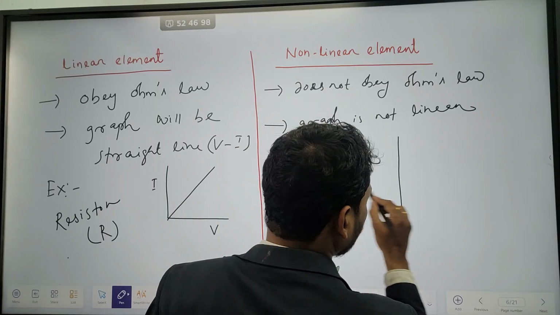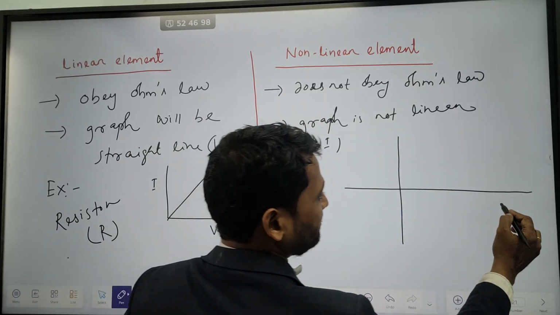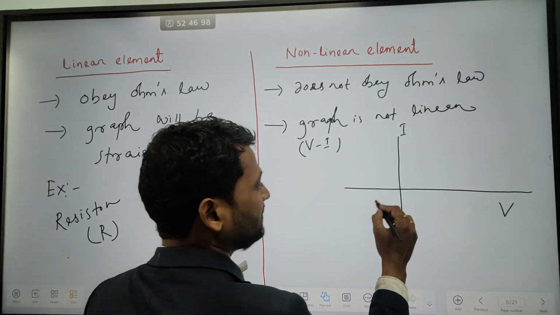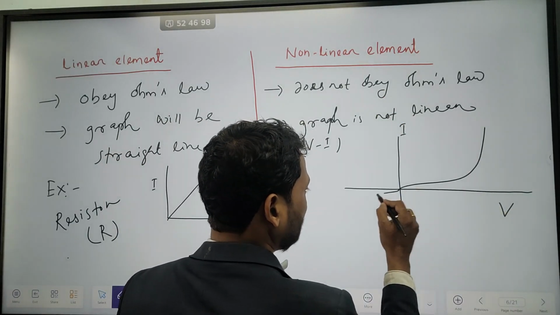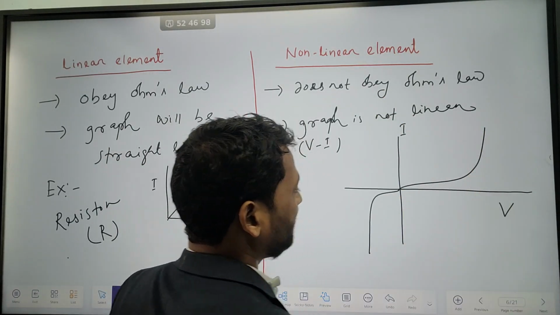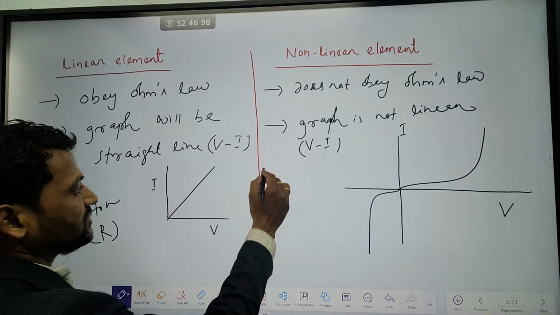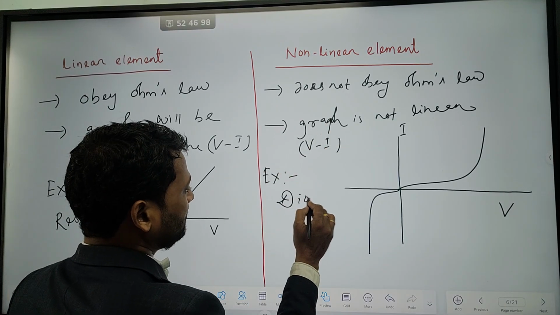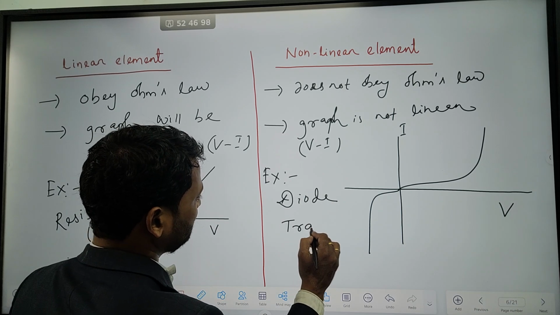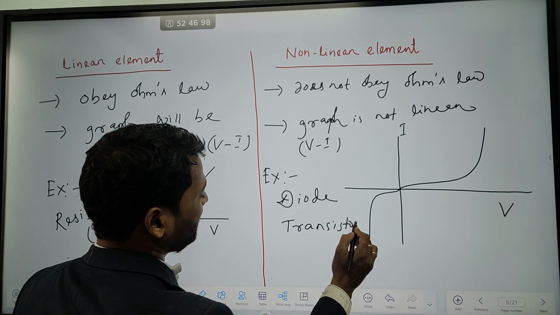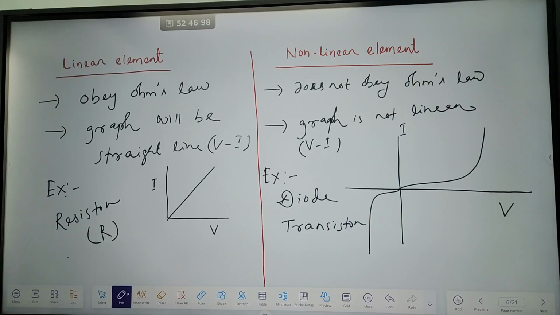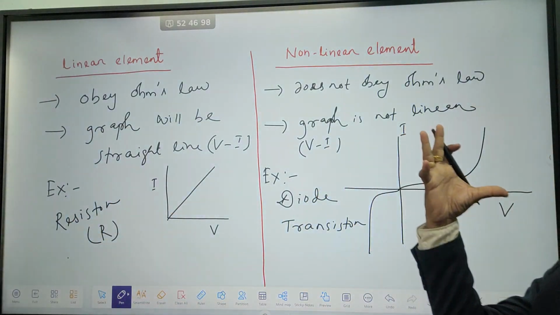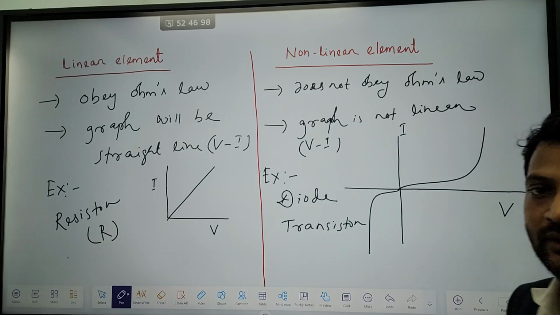Meaning, this type of graph: if we find the VI characteristics of a diode, with V on the x-axis and I on the y-axis, the graph will be like this in case of a diode. This graph is in forward bias, this graph is in reverse bias. So what are examples of non-linear elements? Diode, transistor. So any kind of electronic switches or any kind of electronic elements, these are the kind of elements that come under non-linear elements.